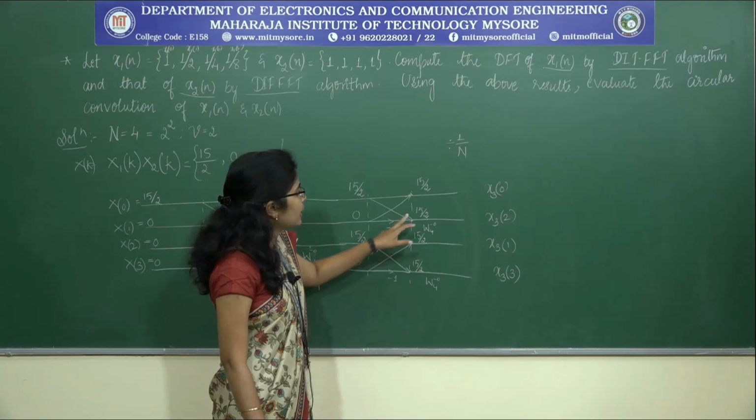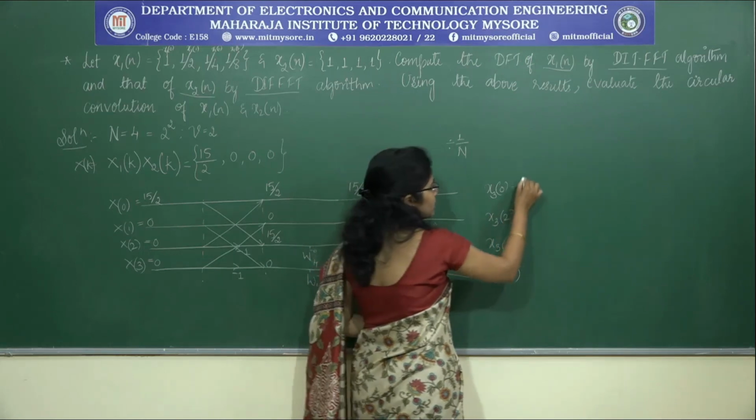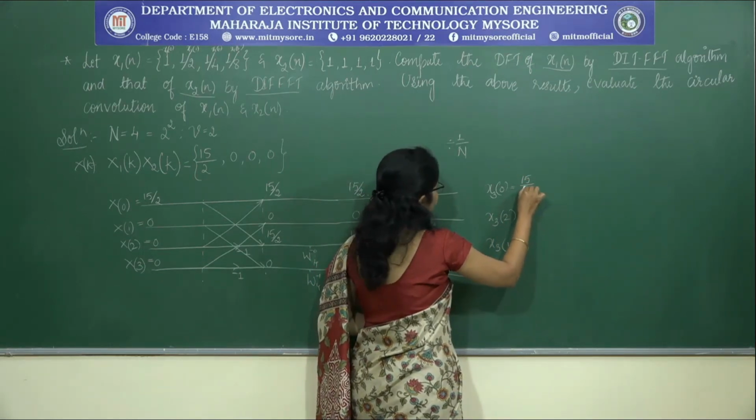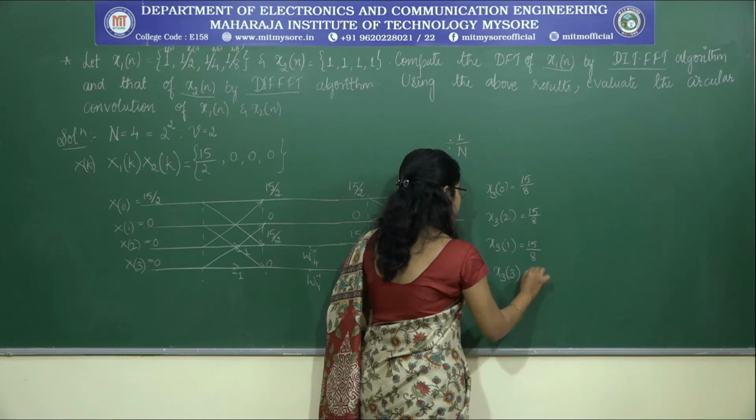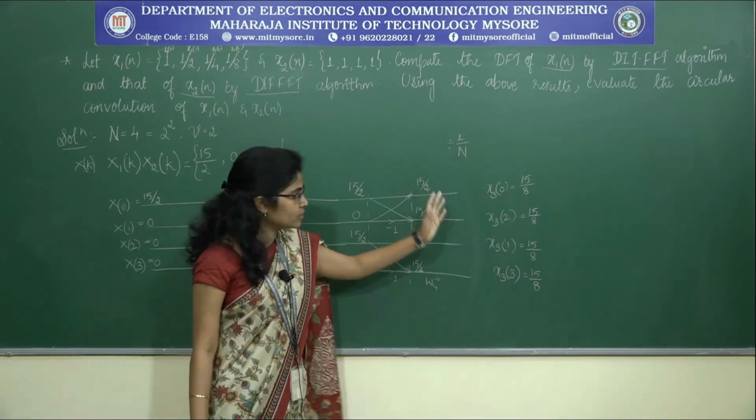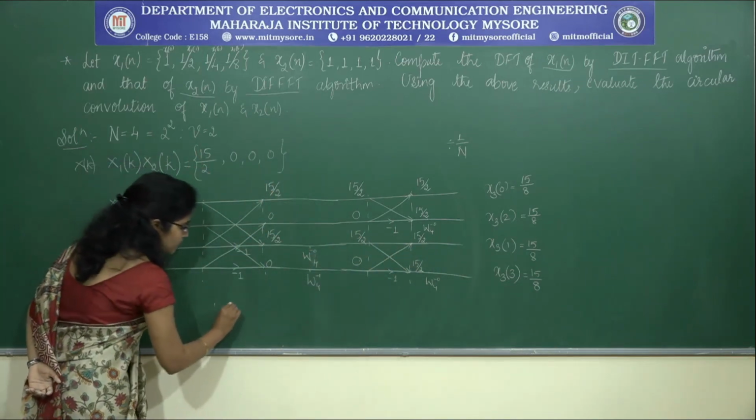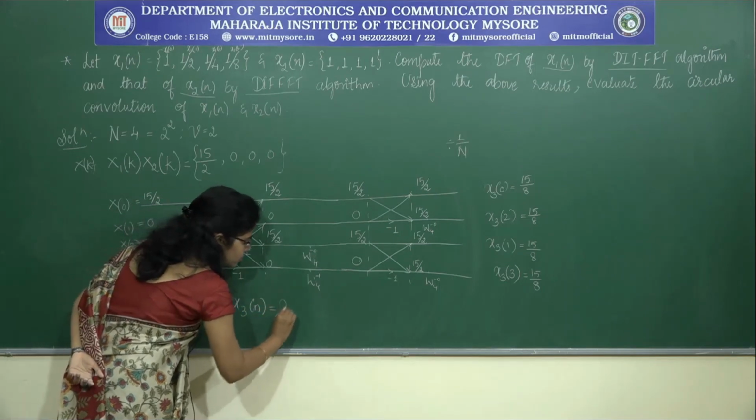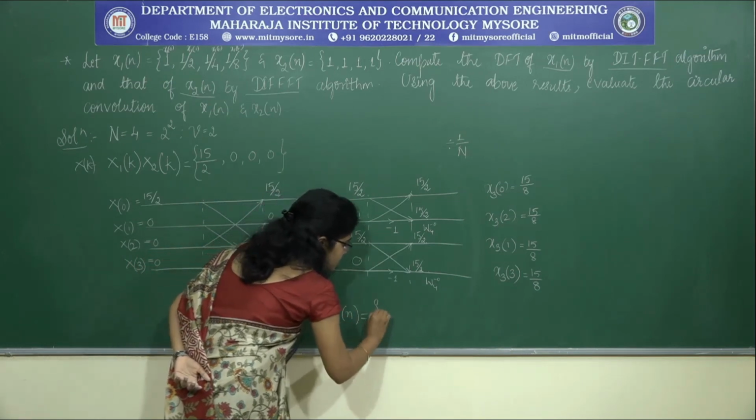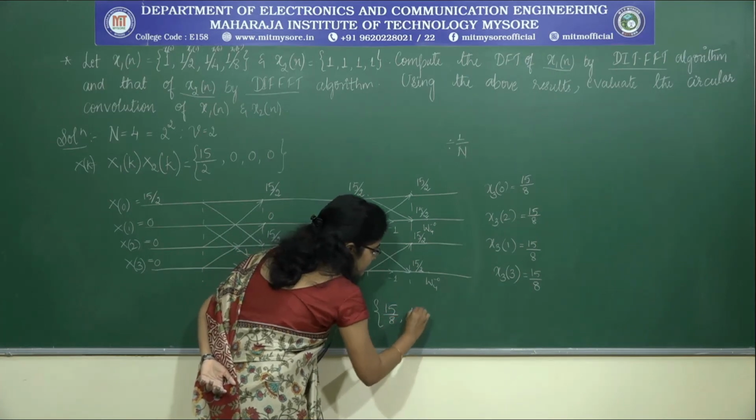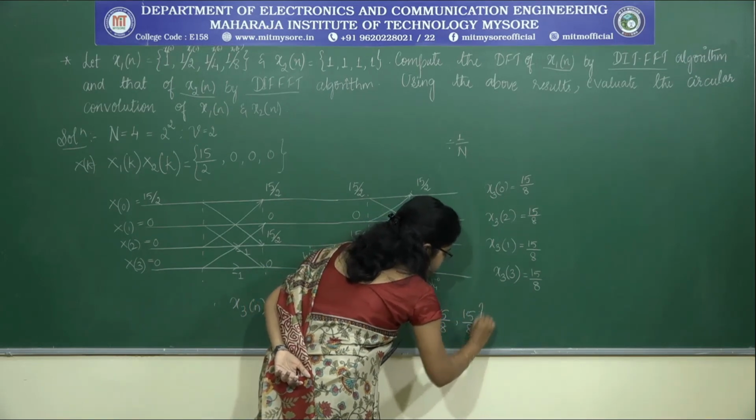At last what I need to do? I need to divide this by n. So if I divide this by n, what is the value which I am getting? So that will be equal to 15 by 8, 15 by 8, 15 by 8 and 15 by 8. So finally we got the output, that is the circular convoluted output of x1 of n and x2 of n. So let us tabulate this. Therefore x3 of n, which is equal to circular convolution of x1 of n with x2 of n, is equal to 15 by 8, 15 by 8, 15 by 8 and 15 by 8.